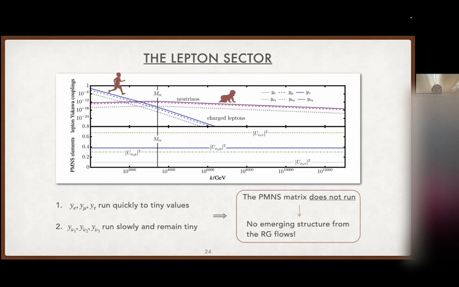And this is actually very nice, because we can say that these values of the PMNS matrix seem kind of random because they kind of are random. You're fixing some values in the UV, but there is no significant flow that will lead you to some emergent infrared structure.